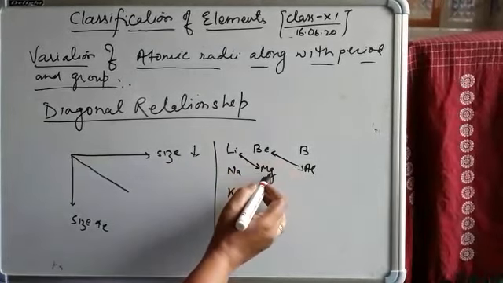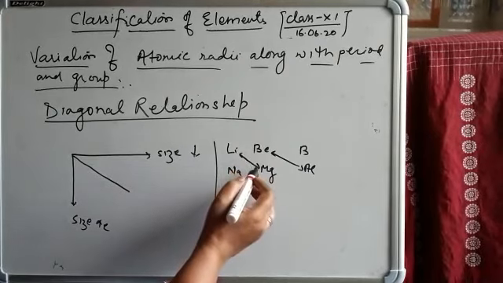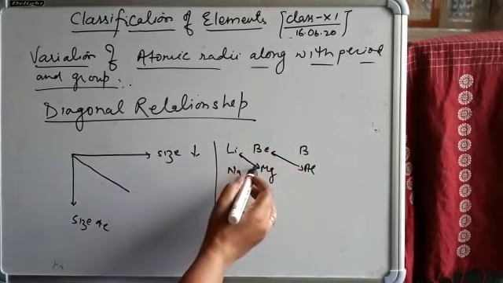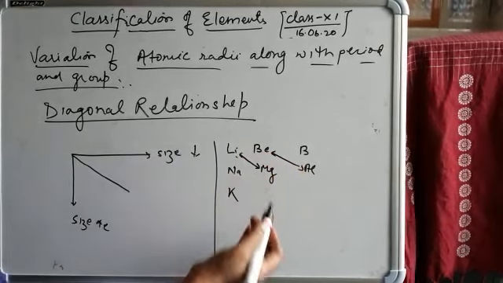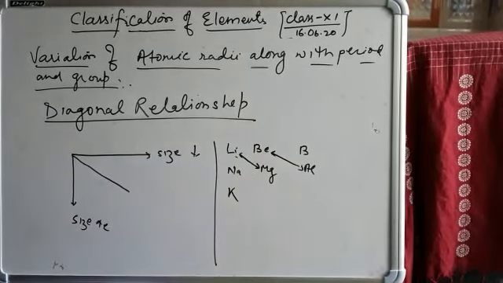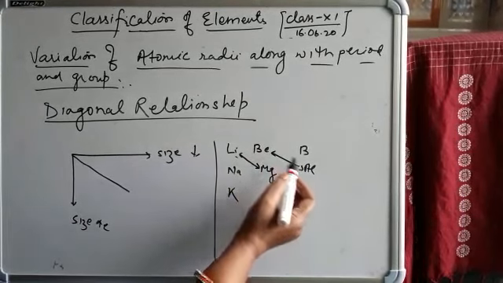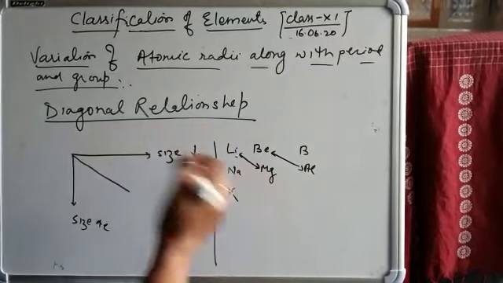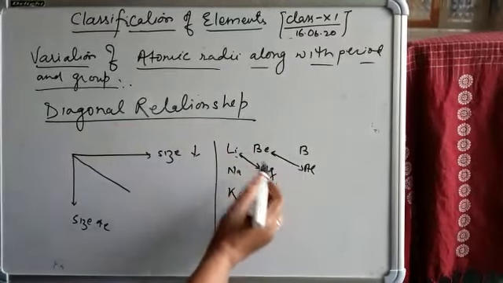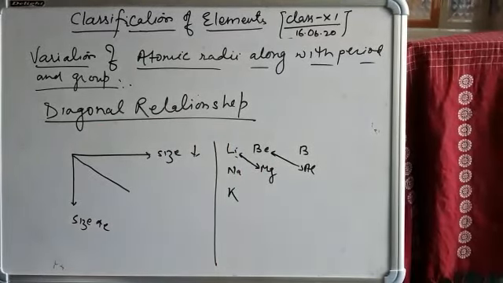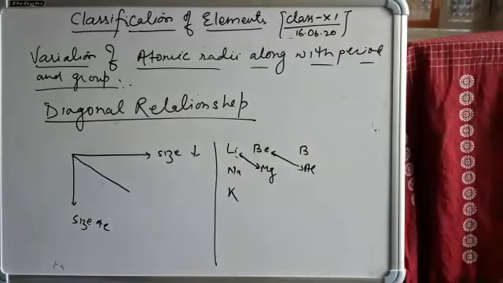So lithium and magnesium both show similar properties, because when we move left to right and top to bottom, their size is almost the same. So due to the same atomic size, they show similar chemical properties. Beryllium shows properties like aluminium, lithium shows the properties of magnesium. This is the diagonal relationship, and it is found only between period 2 and period 3.